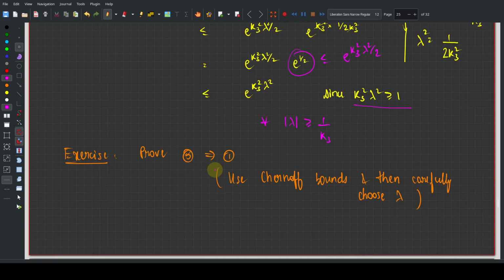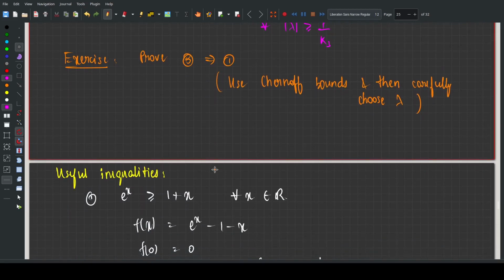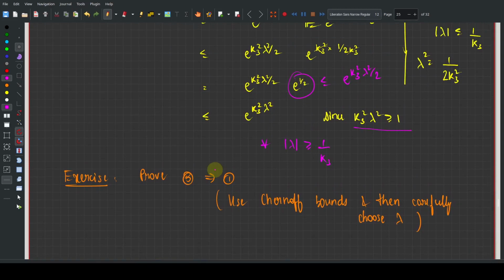Basically, if I have a bound on the moment generating function, then the tail probability is upper bounded by e to the minus t square divided by some constant. Again, that's fairly straightforward. You just use Chernoff bound and carefully choose lambda. That's all there is to it, and that's not too hard. But really, what I want to focus on are applications of these properties. And let's get into that.